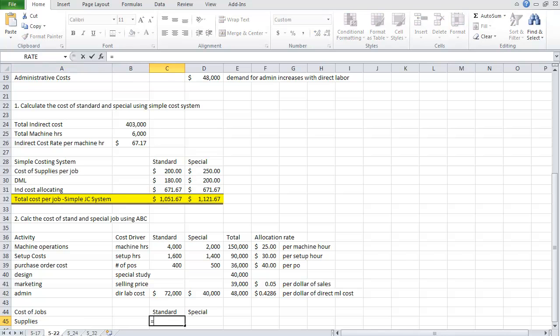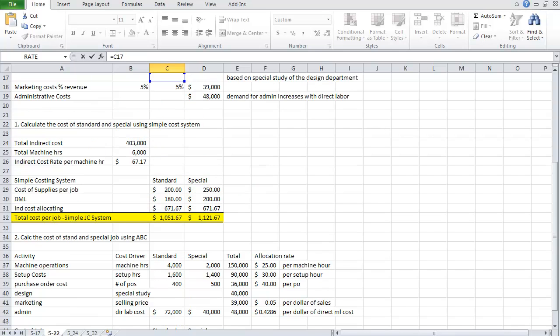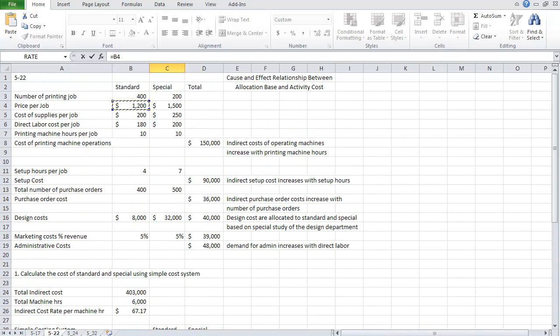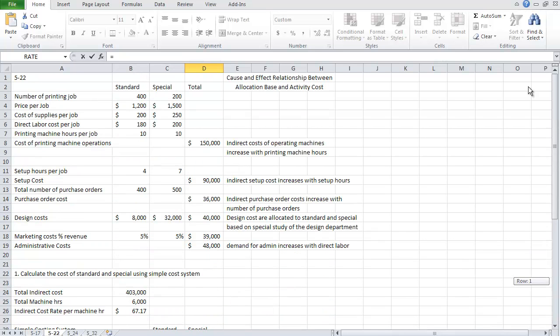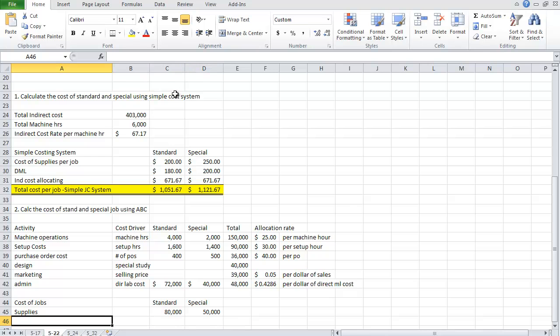And in the standard, we are told that the cost of supplies is no different than before, right? So let's go back up to the information that we got from the book. Cost of supplies are $200 for every single job. So that gives us $80,000 for the standard. And again, the cost of supplies are $250 for the 200 special jobs, and that gives us $50,000 worth of supply cost for that.